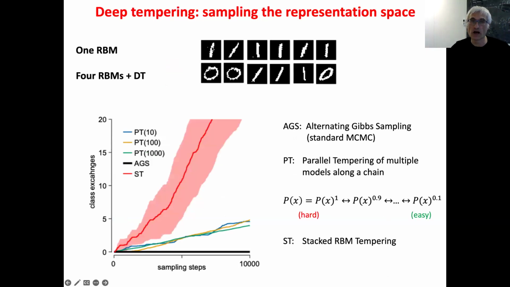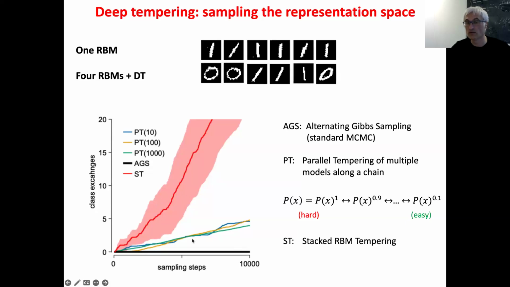If you take only one RBM and start from the 1, you get stuck. Here are different snapshots at different times on the input layer. Now if you take 4 RBMs plus these exchange techniques, then you get a nice exchange. Here you can go from 0 to 1 and so on. And here you see the number of class exchanges as a function of time, which increases very quickly with our technique, while it's essentially 0 with the usual back and forth.